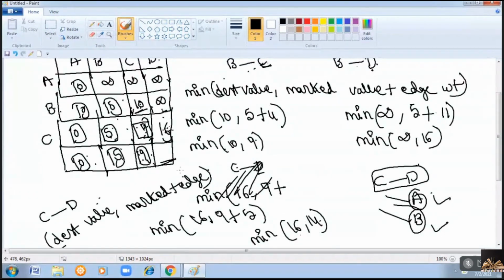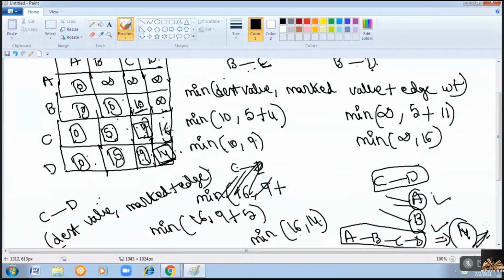Minimum of 16 comma 14 is 14. There is only one value, so that itself will be the minimum. So mark it as permanent. So you have marked D as permanent, which means that you have to reach from A to B, B to C, C to D. This is the shortest path to reach from source A to the destination D with a distance of 14. Is it clear now?